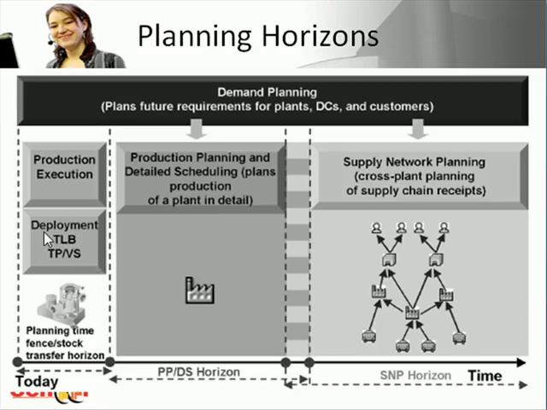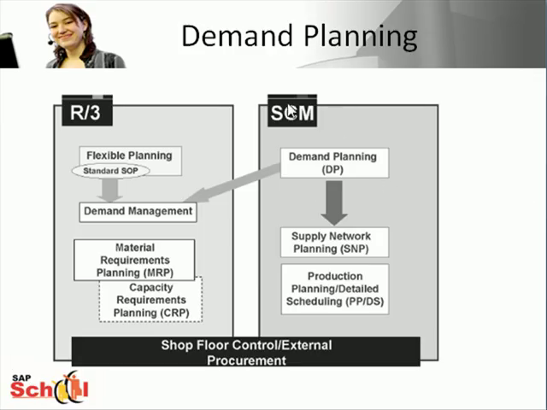Deployment and transport load builder. These are parts of the SNP module for short-term replenishment planning. They also enable transfers according to short-term changes in demand and supply. Transportation planning optimizes routes and the capacity utilization of means of transport. Demand planning can be executed in either ERP or R3, as it is interchangeably called in this session, or completely in SCM. It creates the input data for either ERP demand management or for supply network planning within SCM itself.